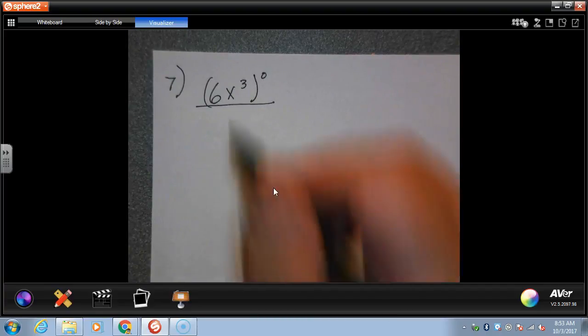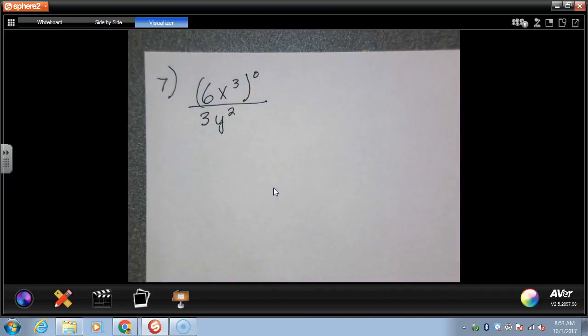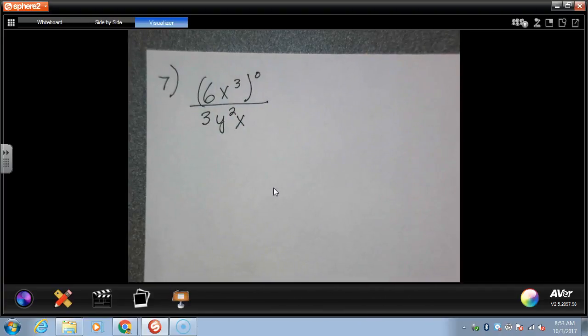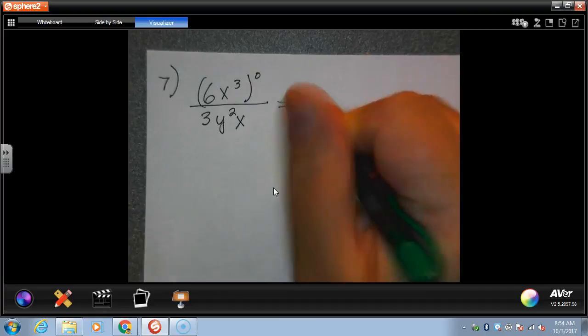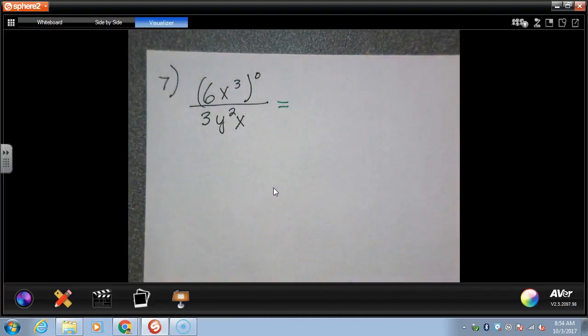6x cubed raised to the 0, all over 3x cubed, 3y squared, 3xy squared. Okay. What's my numerator? 1. Anything raised to the 0 power.